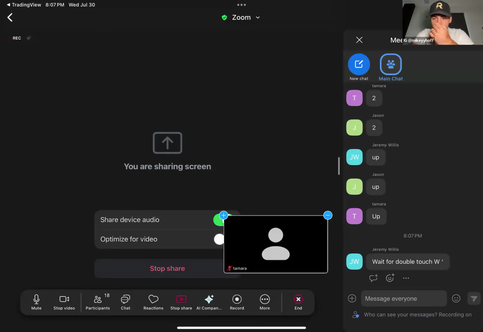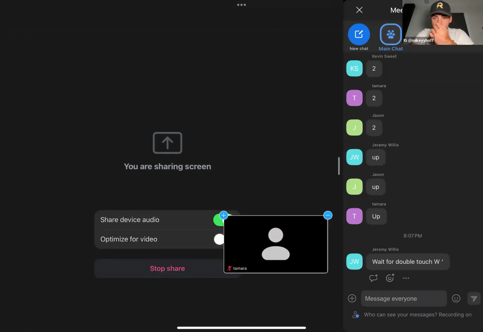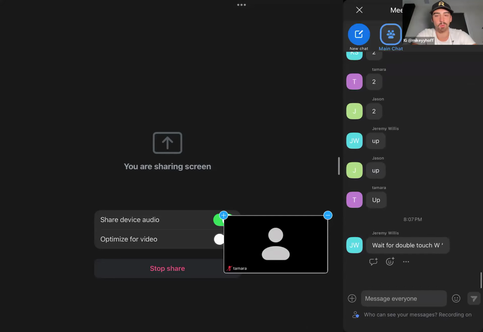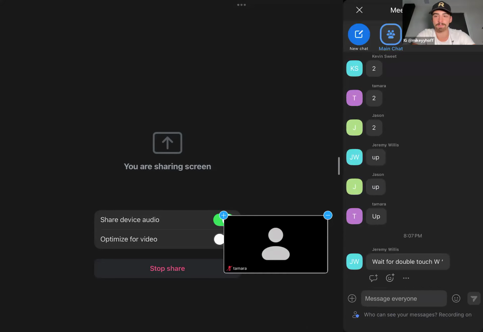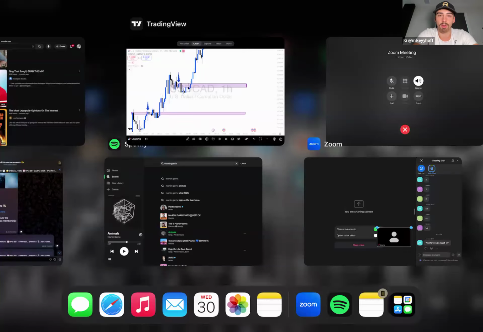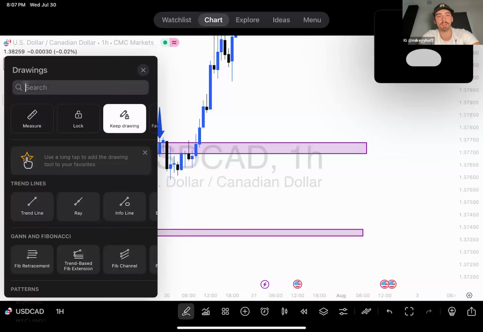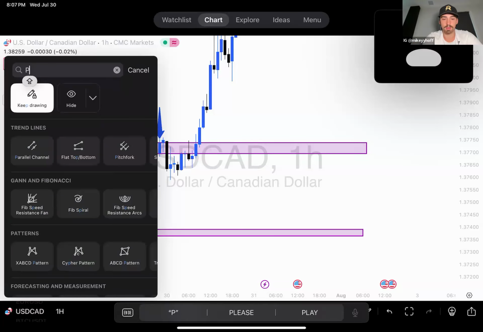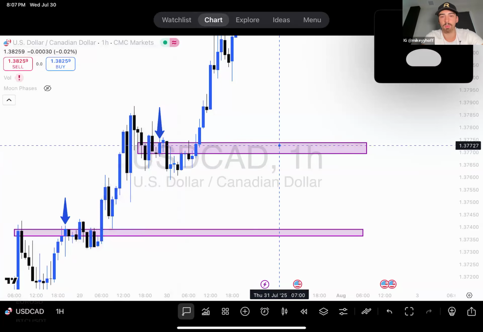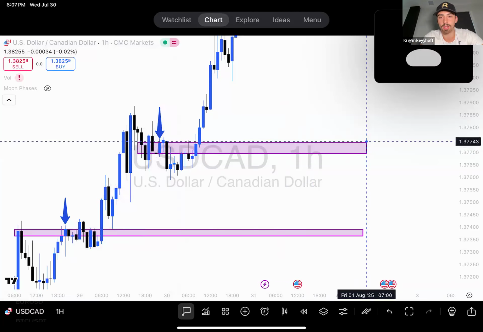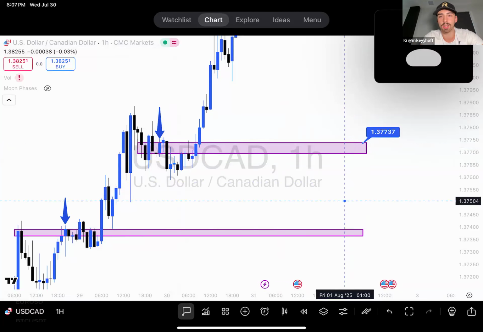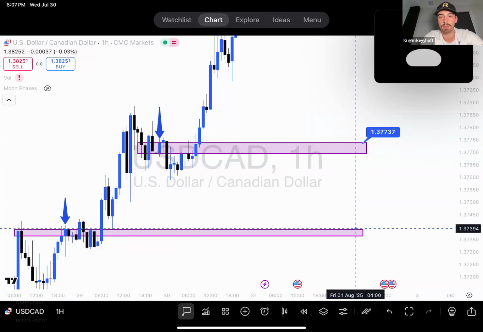Wait for a double touch, a W. Even before that, there's one step before that. It still has to do with our zone. All right, what we want to do is put a price label. We want to see which area in this market, which price, we're actually going to look to react off of.